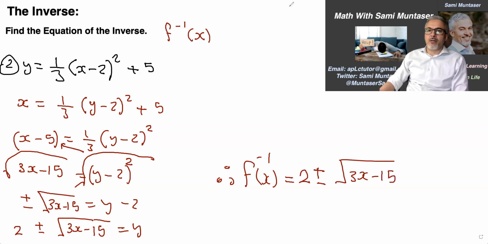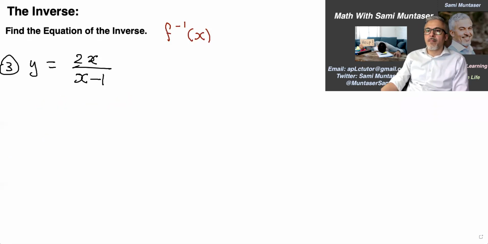Do the next one. We're going to do the reciprocal one now. So here we go. This is a reciprocal function or a rational function. As I said, I'm choosing the ones that are a little bit more challenging. So if you know how to do this, then the others will be a lot easier.